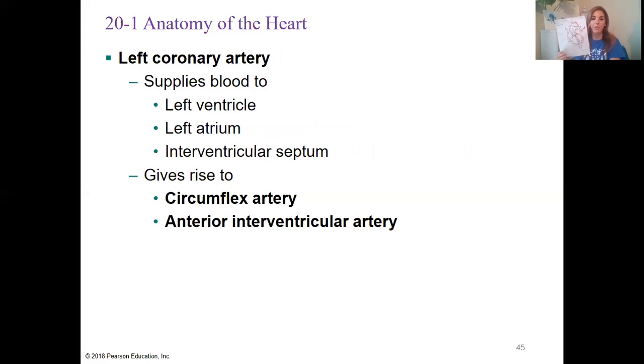The left coronary artery, same thing. It's also going to give rise to other arteries as well. So this is going to supply blood to the left ventricle, left atrium, and then the interventricular septum. Remember, septum means wall. So that's this area right here in between the two ventricles. So left coronary artery is supplying blood all right here.